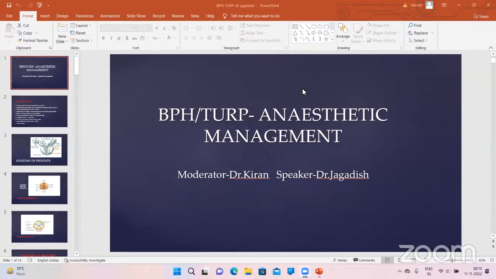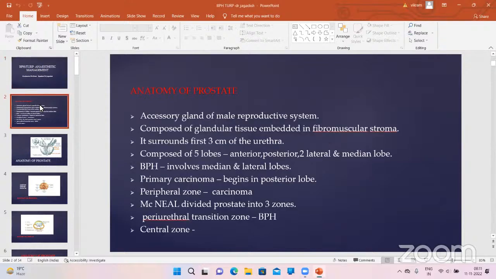Today we are going to discuss BPH and the TURP procedure in detail. The main organ involved in benign prostatic hypertrophy is the prostate. The prostate gland is an accessory gland of the male reproductive system. It is composed of glandular tissue embedded in fibromuscular stroma, and it surrounds the first 3 centimeters of the urethra. It is composed of 5 lobes: anterior lobe, posterior lobe, 2 lateral lobes, and a median lobe.